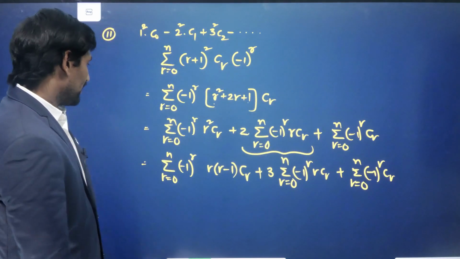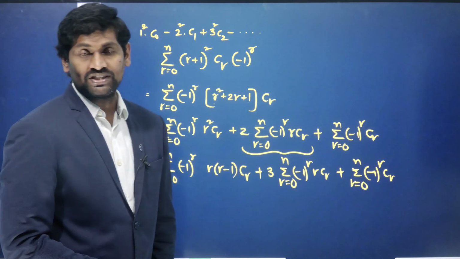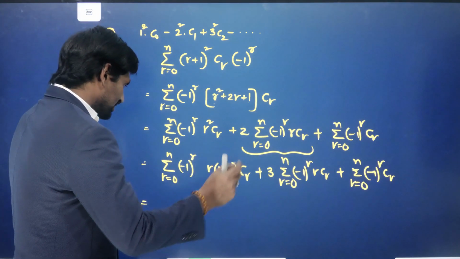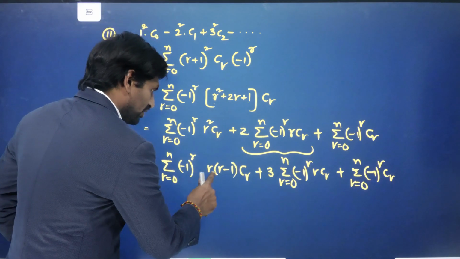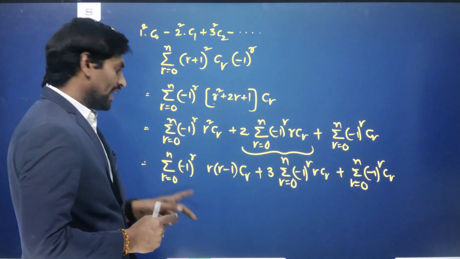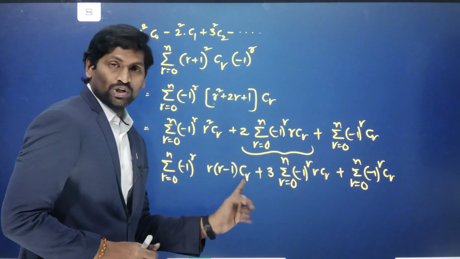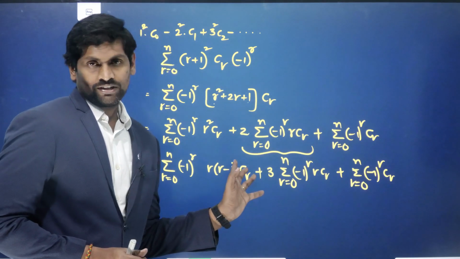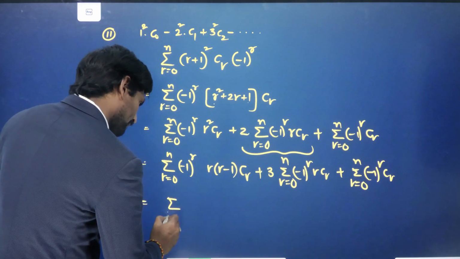Right. Let us check this one, r into r minus 1 cr. How can we express this? Let me check. If I substitute r as 0, 0 into something, everything will be 0, so r equals 0 is not possible. Now let us check r equal to 1. So 1 minus 1 becomes 0, 0 into the remaining term will be 0. So r equal to 2 is possible.